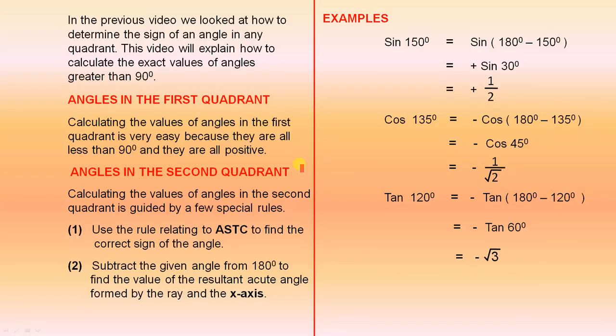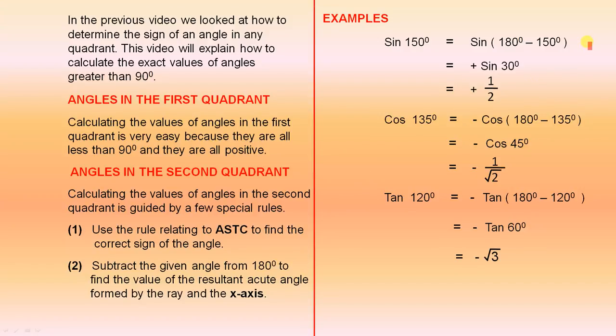Angles in the second quadrant. Calculating the values of angles in the second quadrant is guided by a few special rules. Rule 1. Use the rule relating to ASTC to find the correct sine of the angle. Remember from the previous video, ASTC stands for all stations to central, meaning all ratios are positive in the first quadrant, sine is positive in the second quadrant, tan is positive in the third quadrant, and cos is positive in the fourth quadrant. Now for the second quadrant, subtract the given angle from 180 to find the value of the resultant acute angle formed by the ray and the x-axis.